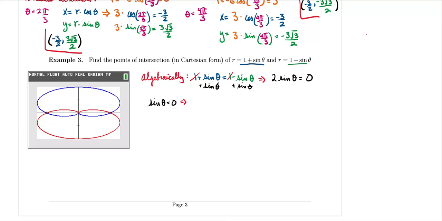And the only angles where sine theta is equal to 0 between 0 and 2 pi are just going to be 0, pi, and 2 pi. But to be honest, the 2 pi is just taking you back to the same place. So it's just going to be 0 and pi. Alrighty. Now where are these points located in the graph?